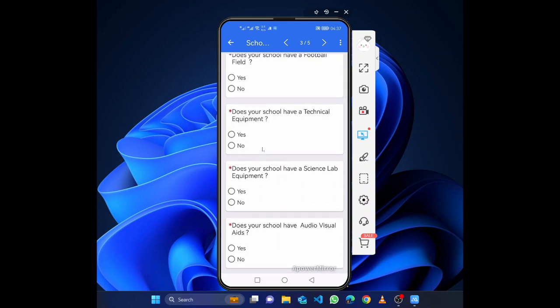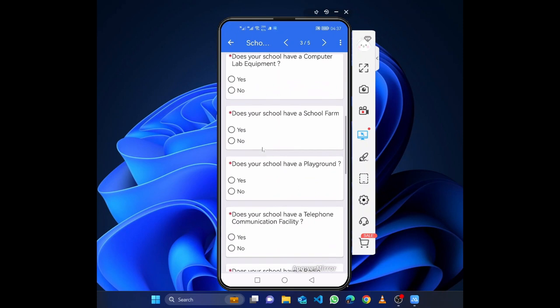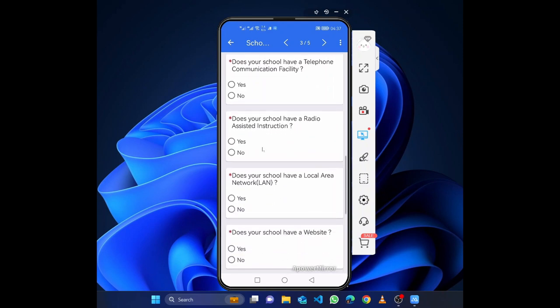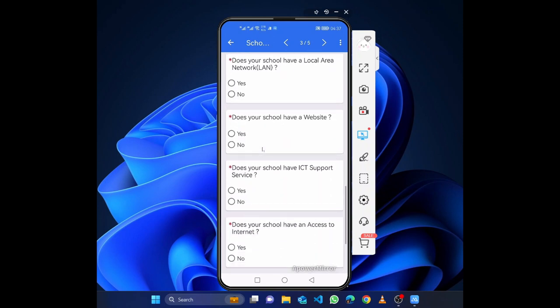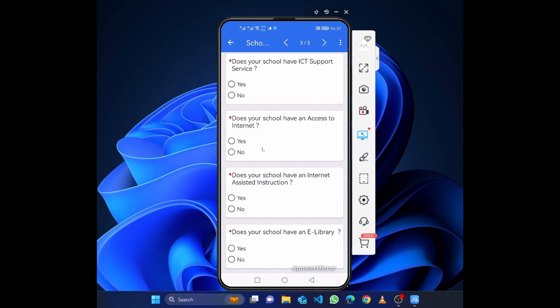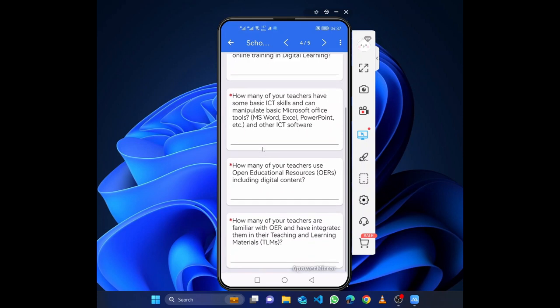Do you have technical equipment? Is your school having a science lab? You fill all those information. Is your school having a telephone community facility, which mostly we call information centers? Does your school have all those information, ICT lab, support system? Is your school having an e-library? You continue filling all this.